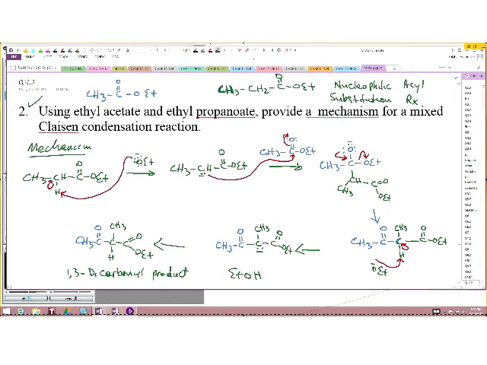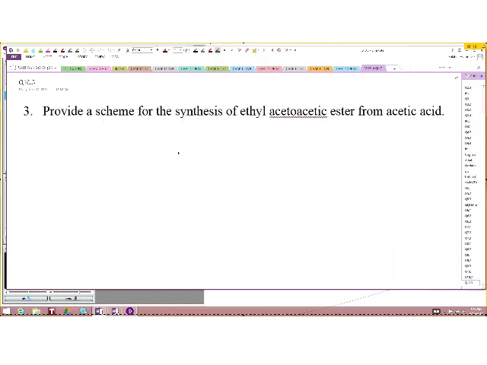Okay, so now let us do the last one. Okay, Edward, can you go ahead and read this for us? Provide a scheme for the synthesis of ethyl acetoacetic ester from acetic acid. Okay, very good. So here we need to provide the synthetic scheme for acetoacetic ester starting from acetic acid. So now what we want is to go from here, acetic acid, to here.